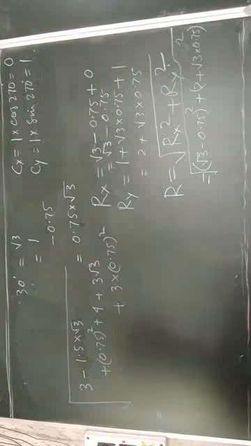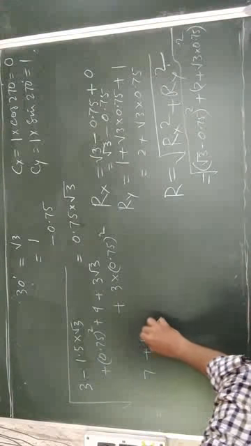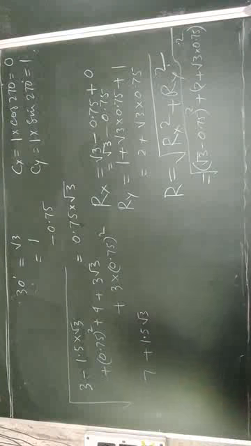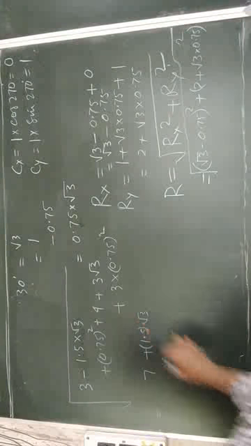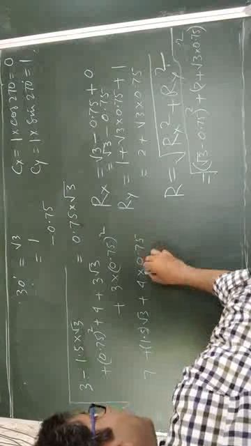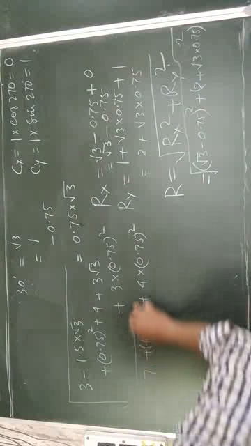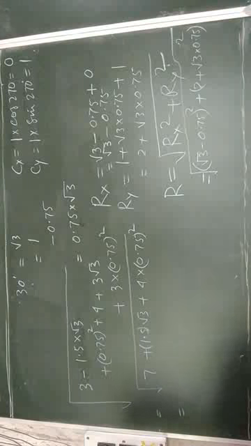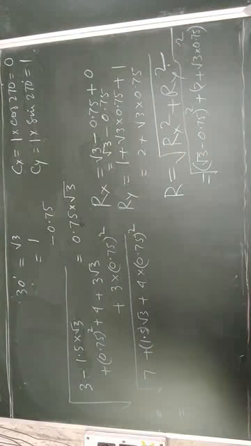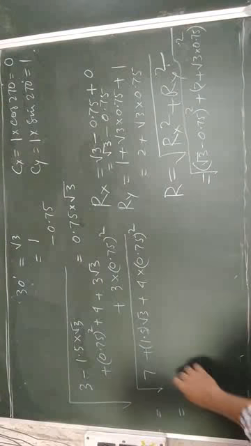So this one is 7 and plus 1.5 into root 3 plus 4 into 0.75 square, under root. Now you have to use calculator and calculate all those things to get the answer.